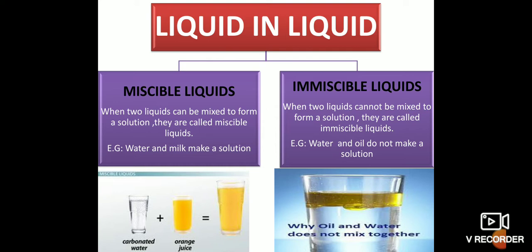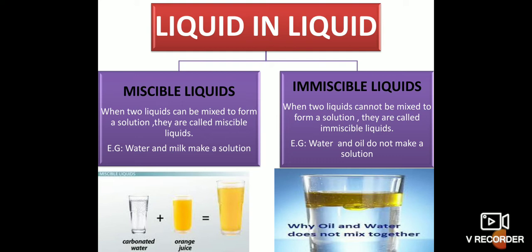Understand it clearly. First is miscible liquids and second is immiscible liquids. Please repeat after me. Miscible liquids and immiscible liquids. So let's start by discussing miscible liquids first. When two liquids can be mixed to form a solution, it is called miscible liquids.